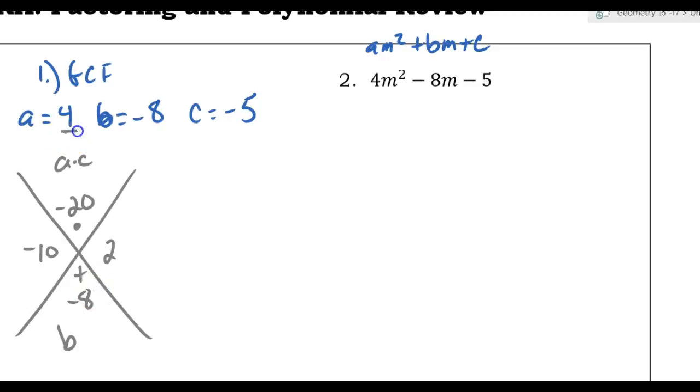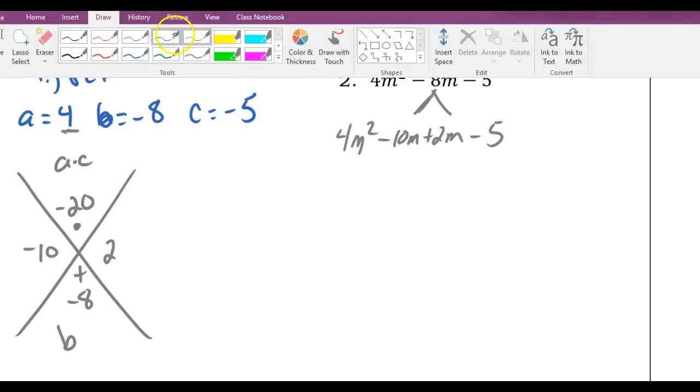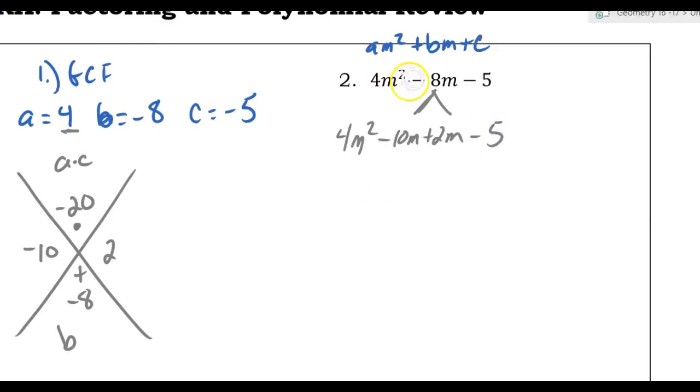Now, because A is not 1, what we have to do is take our original quadratic, 4m squared minus 8m minus 5. We're going to take our middle value, B, and break it up into the two parts that we found in the factor boxes. The first term, 4m squared, doesn't change, and the last term also doesn't change. Now what we've created is, instead of having a trinomial, 3 terms, we have 4 terms.